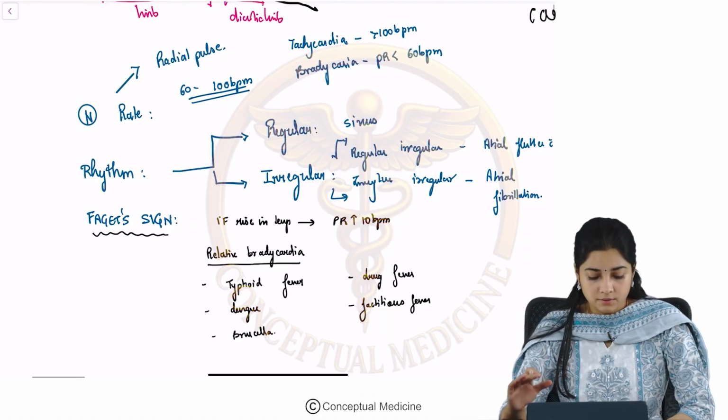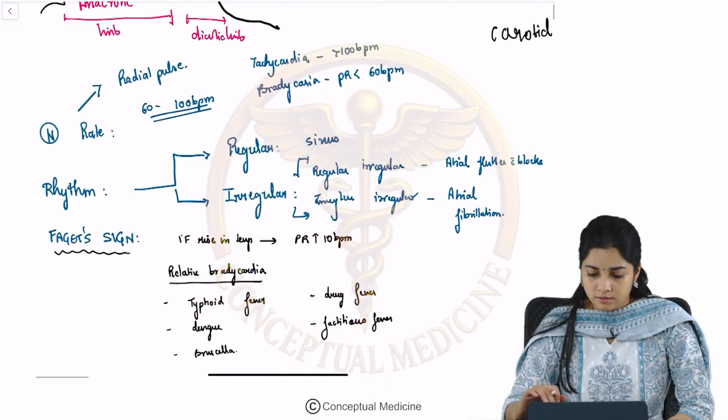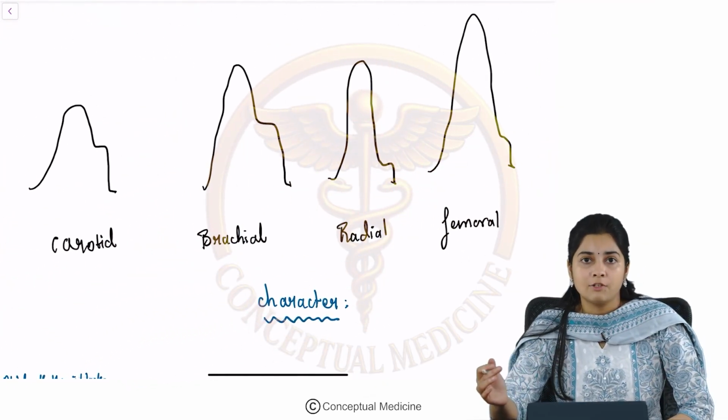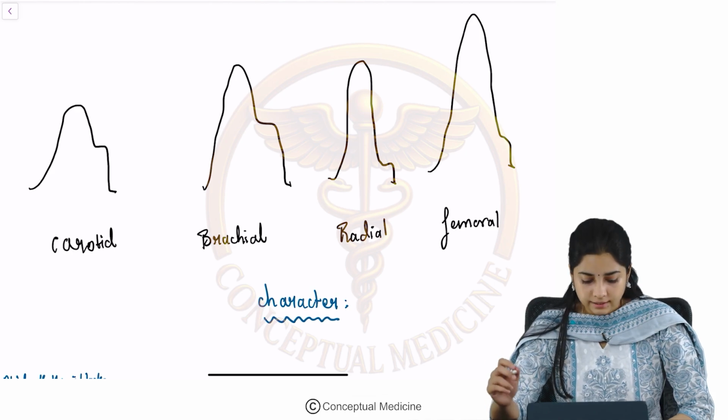So I hope we have understood what the rate is, what the rhythm is, and what Paget's sign is. Now let us move on to the character. The next aspect of the pulse that you should know is the character.